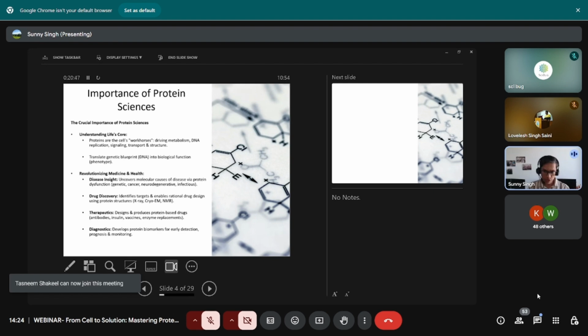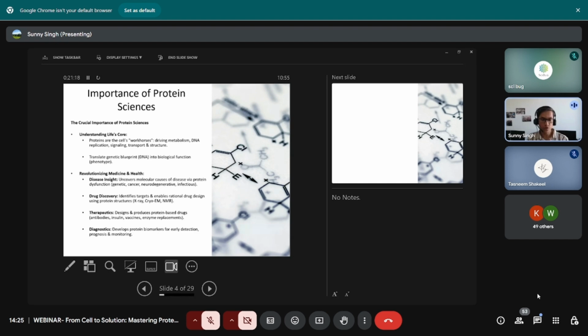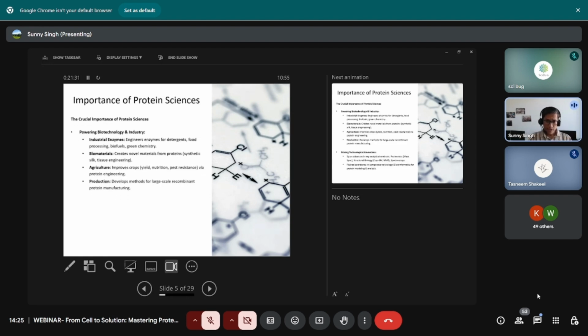I already told you, antibodies, insulin, vaccines, enzyme replacements, because some genetic disorders need enzyme replacements, where certain enzymes are not produced, like Gaucher's disease, where your spleen and liver are badly affected. The fat gets deposited on your liver and spleen, and they stop functioning over time. Some kids die within a span of 2 years of age. So right from infancy to 2 years, they can't live any longer. Gaucher's disease, you can Google it, you will know what I'm talking about. Then diagnostics also, and then more importantly, industrial enzymes.